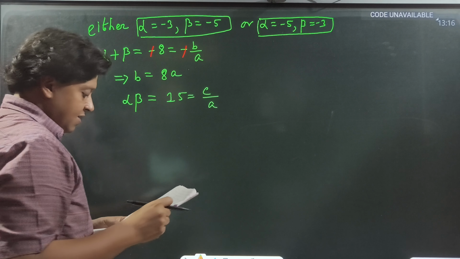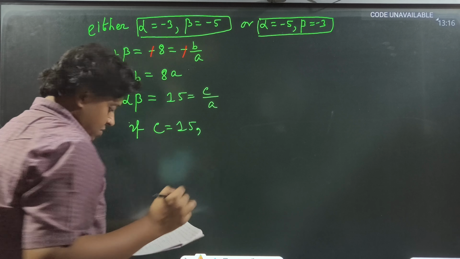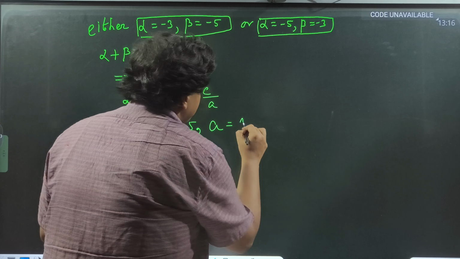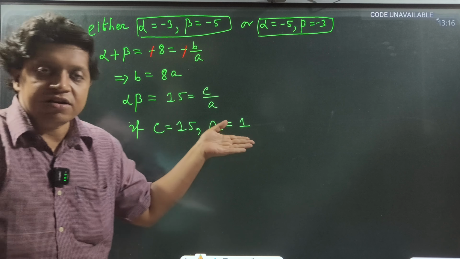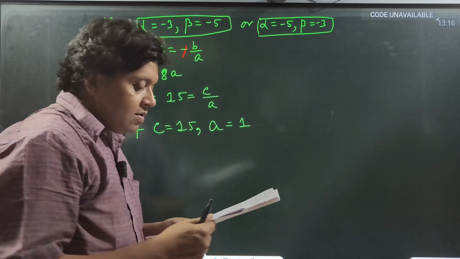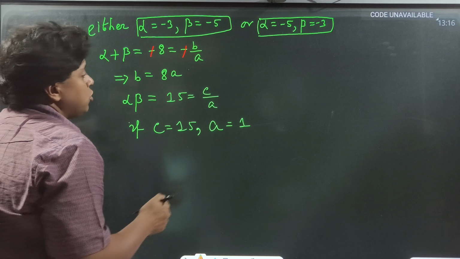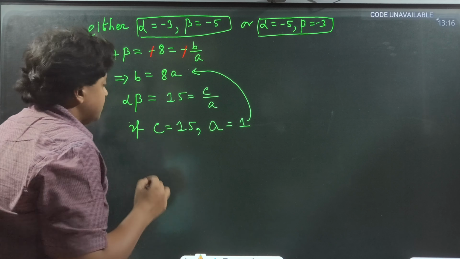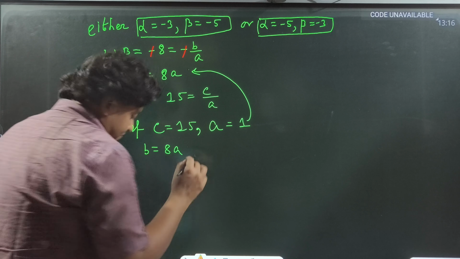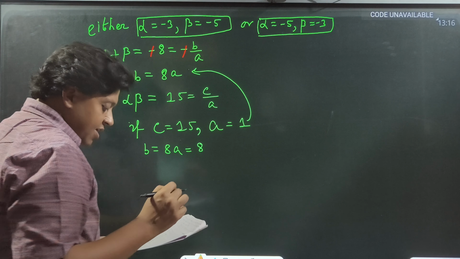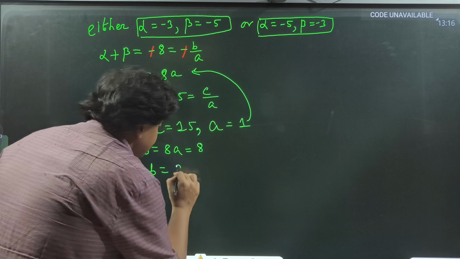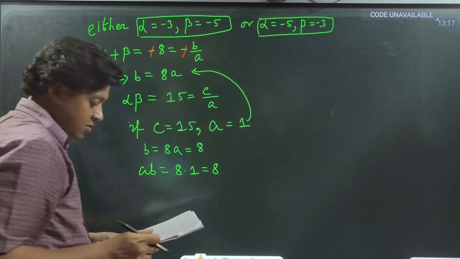So, if we just mentally assume that C equal to 15, then A equal to 1. I think this does not need any explanation. Just assume that C is equal to 15, then A easily turns out to be equal to 1. And then from the relation B equal to 8A, we have B equal to 8, and then AB is actually 8 into 1 equal to 8.